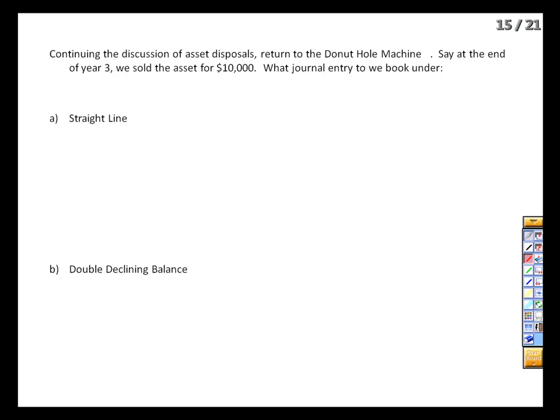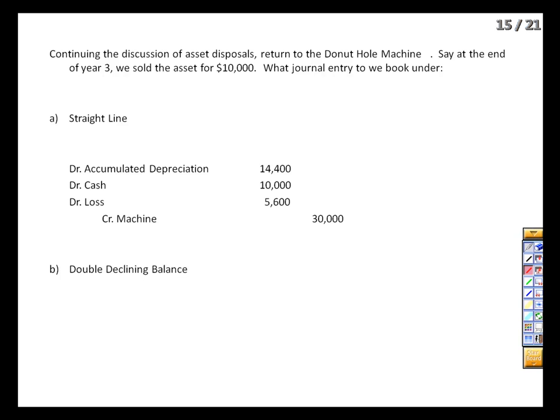We credit our asset for 30 like we always do. If we have no asset, we can have no depreciation, and so we'll debit our accumulated depreciation for $14,400, and that's 3 years at $4,800 per year. We recognize the cash that we received, $10,000, and our journal entry doesn't balance. What are we missing? We're missing a loss for $5,600.